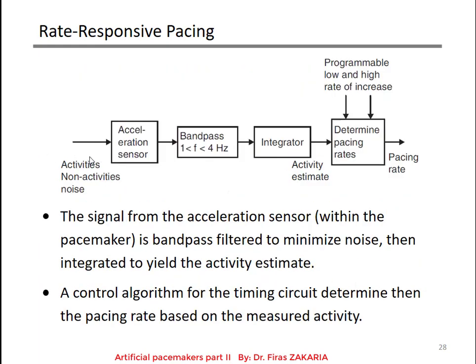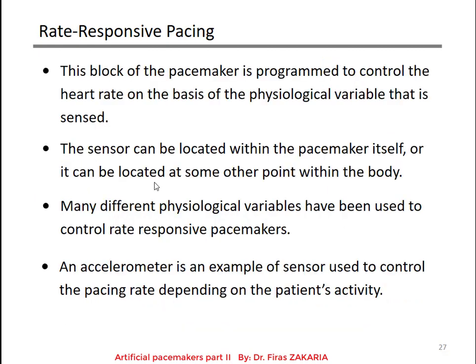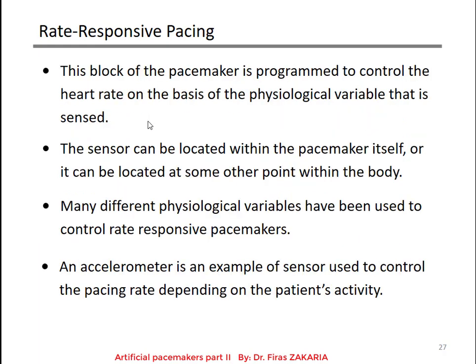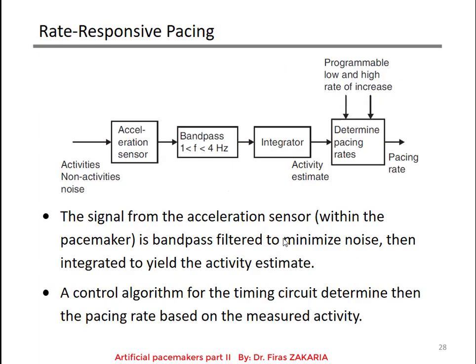Look, at the input of the block diagram we have an acceleration sensor, for example. What does this acceleration sensor do? First, the sensor can be located within the pacemaker itself, or it can be located at some other point within the body. The accelerometer, for example; many types of sensors could be used. The accelerometer is an example of such sensors. It can be used to control the pacing rate depending on the patient's activity. This is the function of the accelerometer.